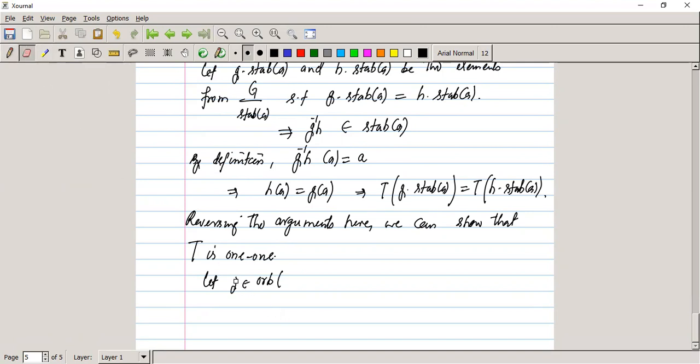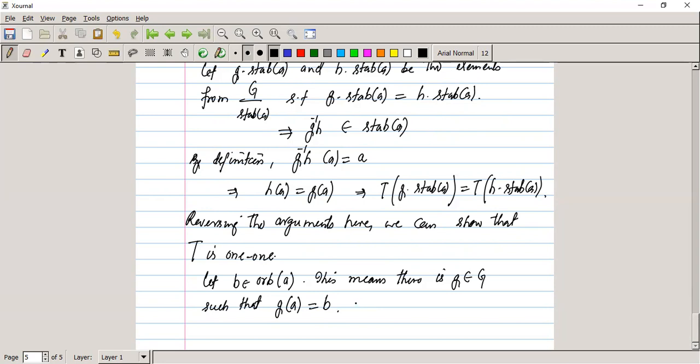Suppose let's choose B. Now let B belong to the orbit of A. So once we have some element from the orbit of A, it means that there is some element from the group G. So this means there is G belonging to G such that G of A is equal to B.